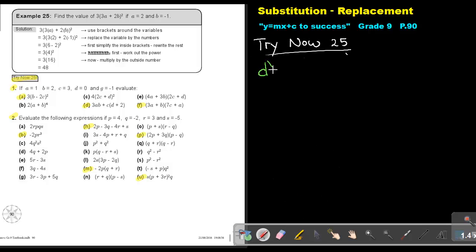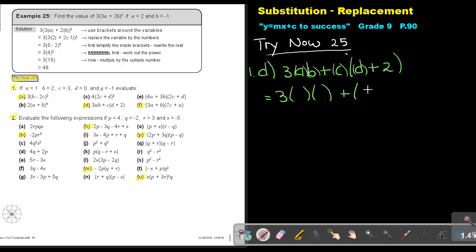That will be number D. Number 1 D. It's 3ab plus c times d plus 2. Again, put brackets around the variables. Now rewrite everything and put those brackets. Make it bigger, smaller, plus 2, close the bracket. Now in the place of a we put 1, place of b, 2, place of c, 3, and place of d, 0.